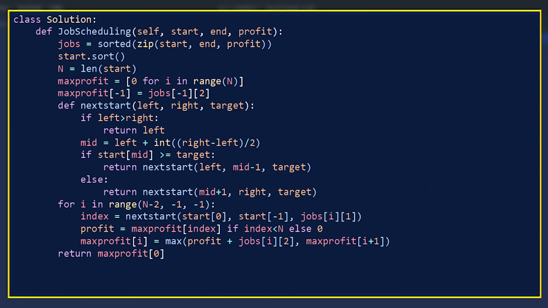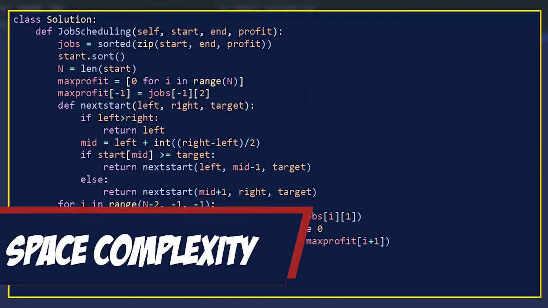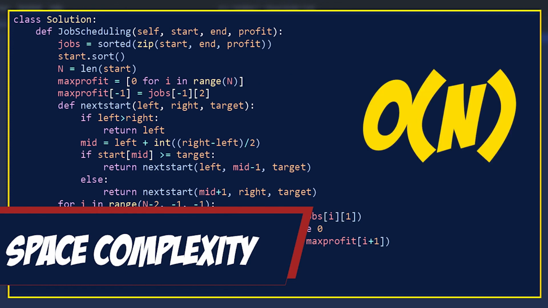If we remove all constants, we just take the maximum value, and hence the time complexity will be O of n log n. The space complexity is also dependent on the input size, as the size of our calculating max profit array is dependent on that. So the space complexity will be O of n.